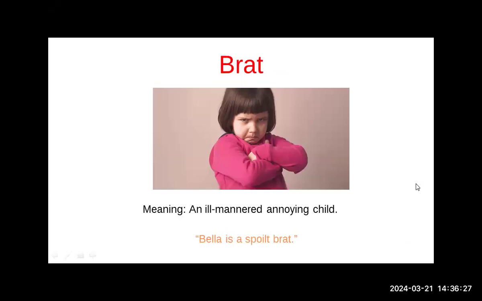And you also have brat. So a brat is someone, a kid, who is spoiled, right? It can also be an adult, but it's usually used for kids. The kids who don't take no for an answer, they're ill-mannered, they don't behave well, always crying, they just want everything to go their way. So you can say a brat or spoiled brat.